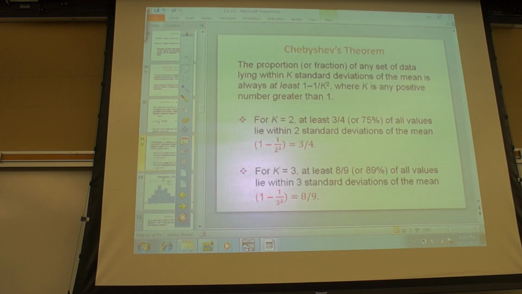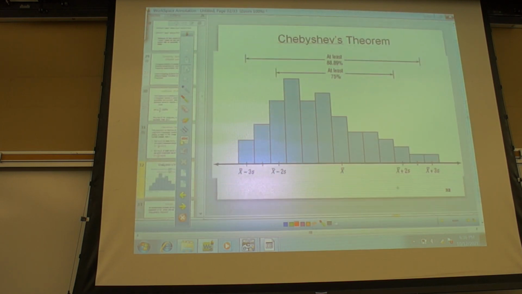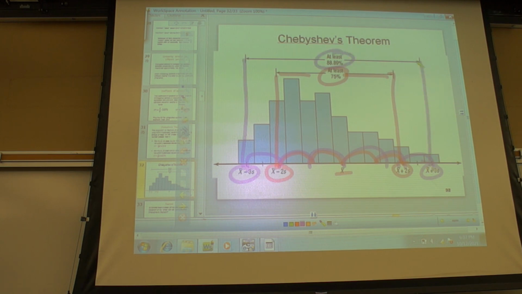All right, so what does this look like visually? It looks like this. Here's my mean. If I go 2 standard deviations this way and 2 standard deviations that way, then between these 2 values, at least 75% of my data is going to lie. If I go 3 standard deviations this way and 3 that way, then between these 2 numbers, at least 88.9% is going to lie. That's what it means.